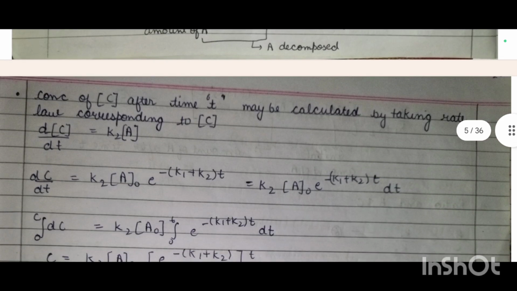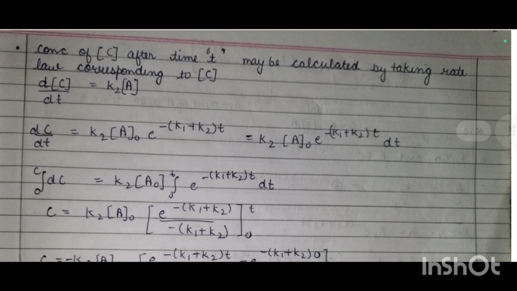Concentration of C after time t may be calculated by taking the rate law corresponding to the concentration of C. dC/dt is equal to K2 times the concentration of A. dC/dt is equal to K2 A0 e^(-(K1+K2)t).